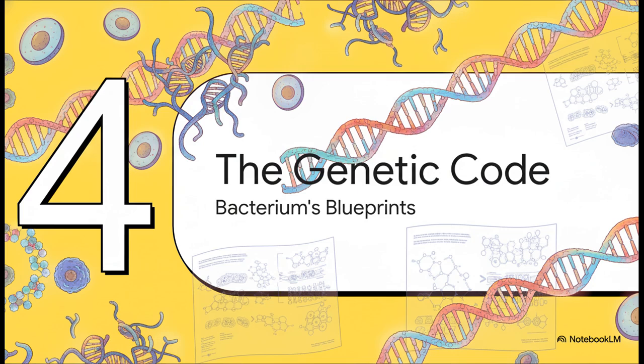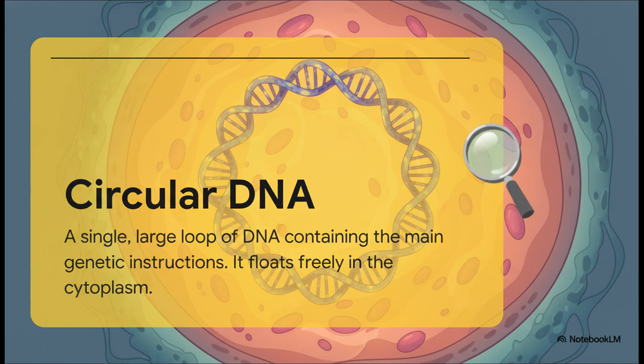Okay, so we've covered the cell's basic structure and machinery. Now let's talk about the main office, the control center, the genetic code that holds all the instructions for everything the cell does. In a bacterium, the main set of blueprints is the single loop of circular DNA. Now, for your exam, two things about this are absolutely key. First, it's a circle, not a straight line like our chromosomes. And second, it just floats freely in the cytoplasm. There's no nucleus to keep it safe.